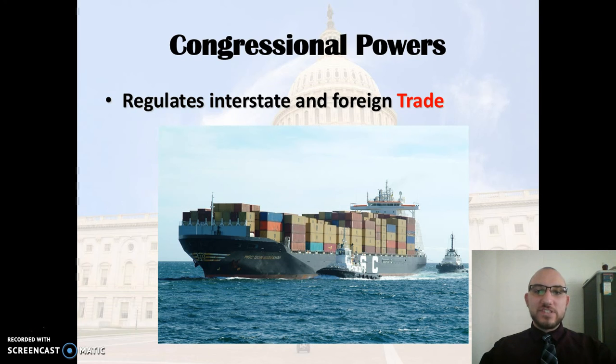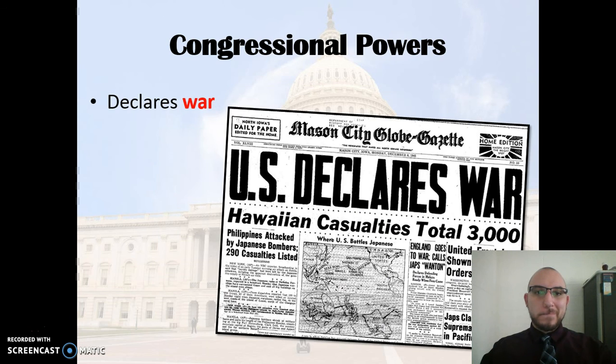They also regulate interstate and foreign trade. They make sure that we are supplied with what we need and that we are sending out stuff that provides benefits to the United States economically or in other ways. All right, and they regulate the trade both between the states and between our country and other countries. Meaning, like, if we're trading with Great Britain, Congress has some kind of oversight over that.